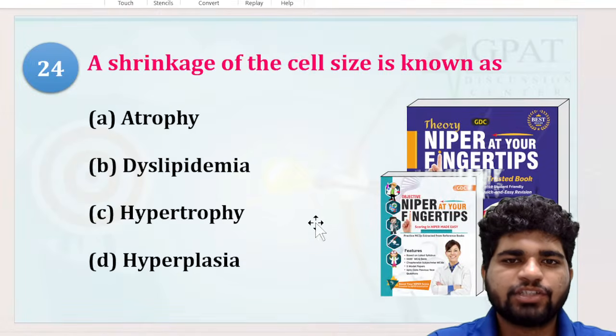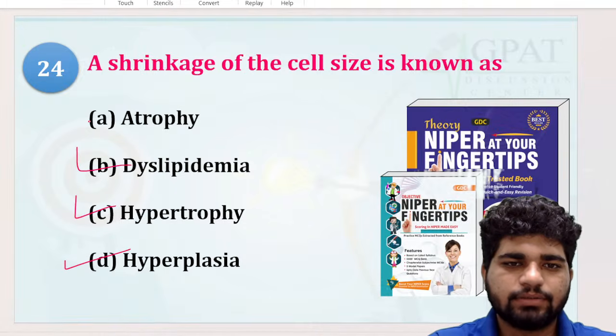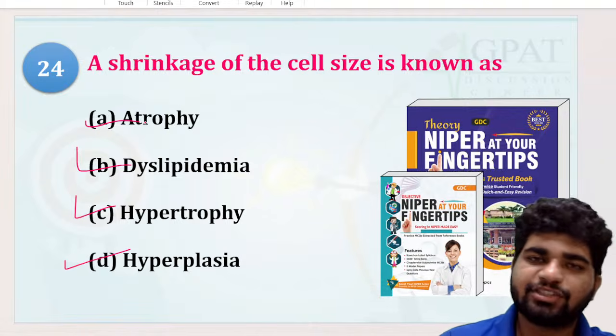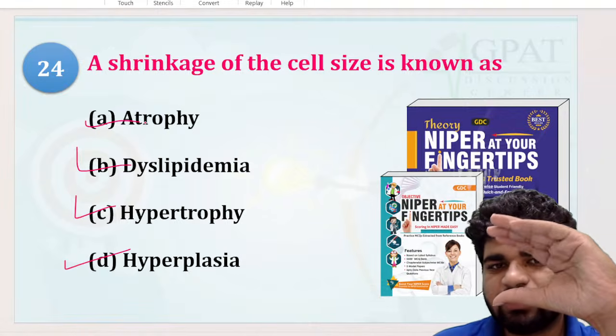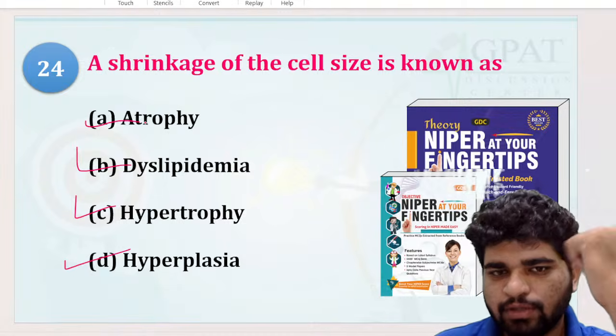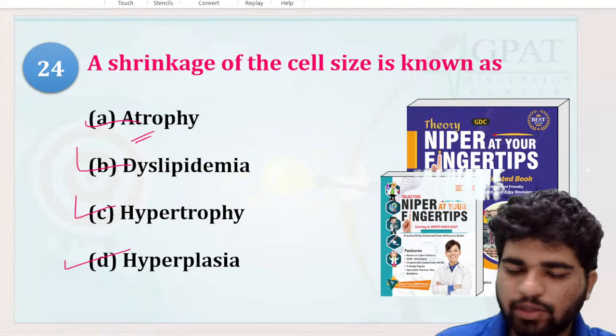A shrinkage of the cell is known as atrophy, dyslipidemia, hypertrophy, or hyperplasia. Shrinkage of cells means the size of the cell is going to be decreased, right? So that is nothing but your atrophy only.